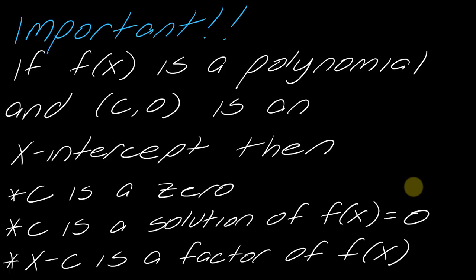The last thing I just want to leave you with is that, if f of x is a polynomial and (c, 0) is an x-intercept, I want to reiterate this relationship. You can have that c is a 0, c is a solution to the equation f of x equals 0, and x minus c is also a factor of f of x. So zeros, solutions, factors, and x-intercepts all have this overlap, and the way that you refer to them is just dependent on the context, okay?